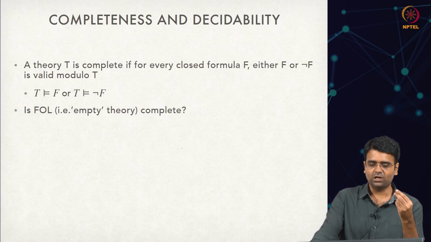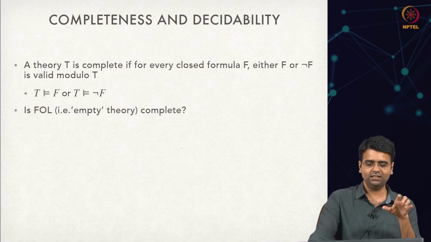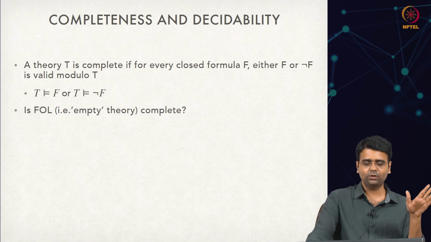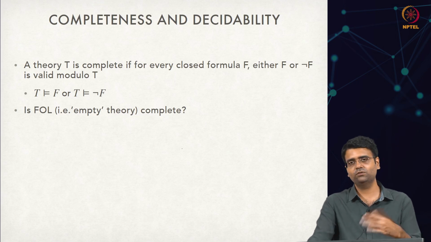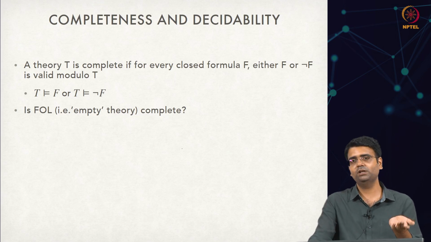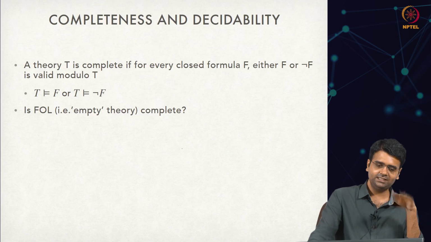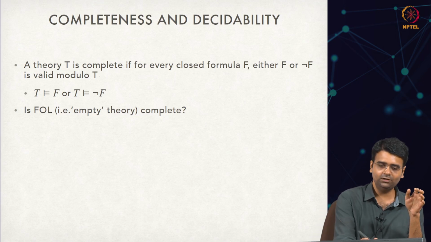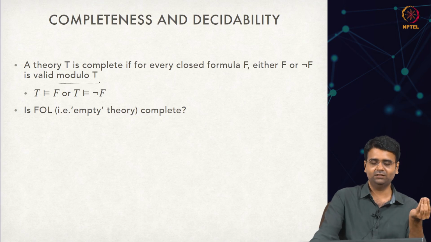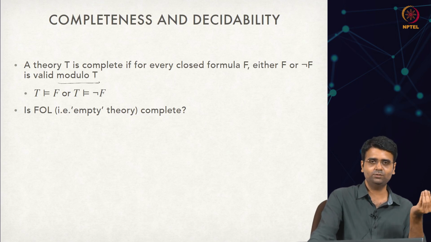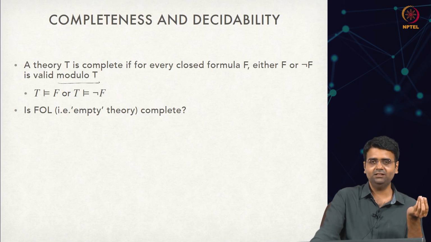Okay. So now for this empty theory, which is nothing but the entirety of FOL, you can ask this question: is it complete or not? Which means, is it the case that if you take any closed formula, either that closed formula is valid or its negation is valid? And modulo T doesn't come into the picture here because the theory itself is empty, so there are no axioms at all. Which means that if the formula is valid, then it's also valid modulo T, and vice versa.